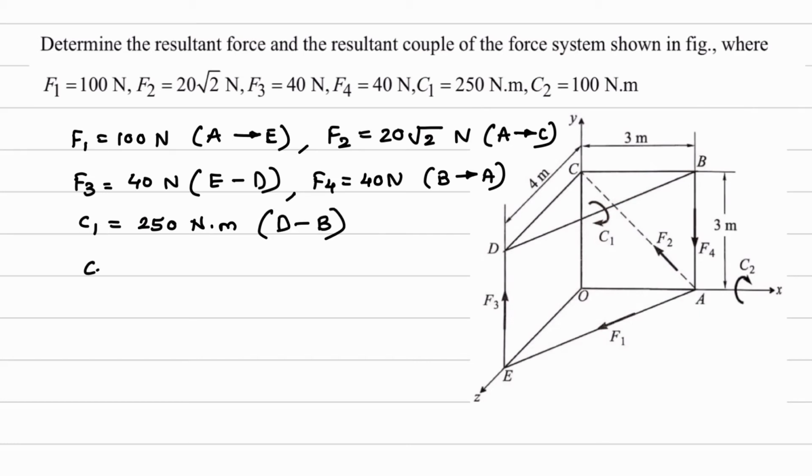Then C2, it is equal to 100 Newton meter. Okay, now understand the direction. This is the direction of C2. Your fingers should curl in the direction of C2. So what will be the direction of thumb? It will be this direction. Okay, so what is the direction? A to O. Okay, next I'll write down coordinates.